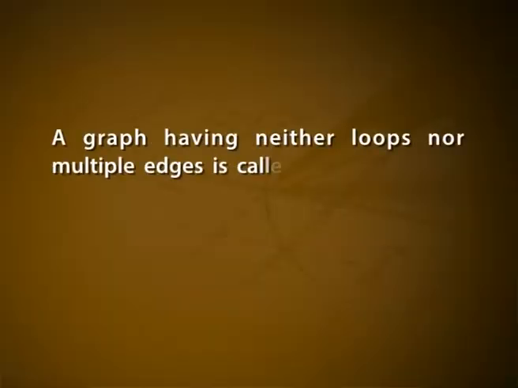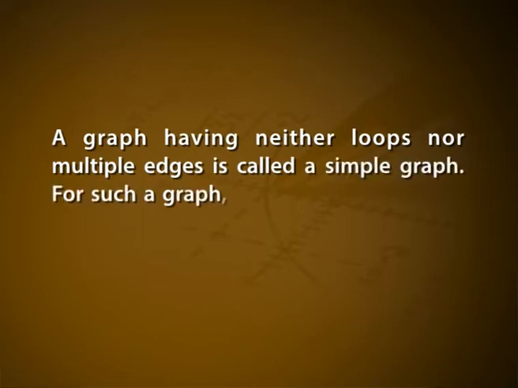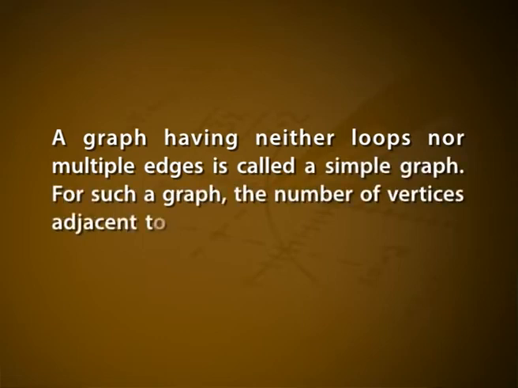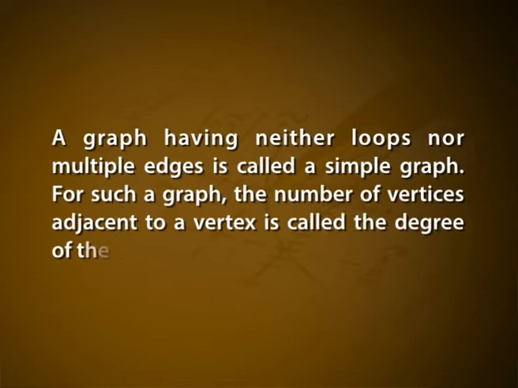A graph having neither loops nor multiple edges is called a simple graph. For such a graph, the number of vertices adjacent to a vertex is called the degree of the vertex. From the definition, it is clear that the sum of degrees of all the vertices will be twice the number of edges. In other words, the sum of degrees of all the vertices is an even number.